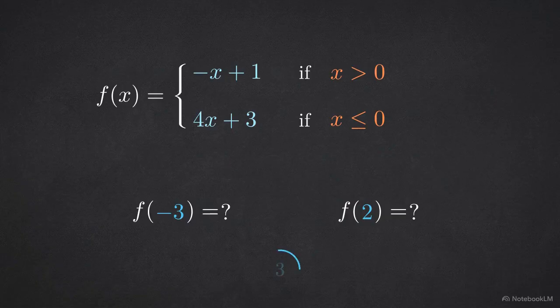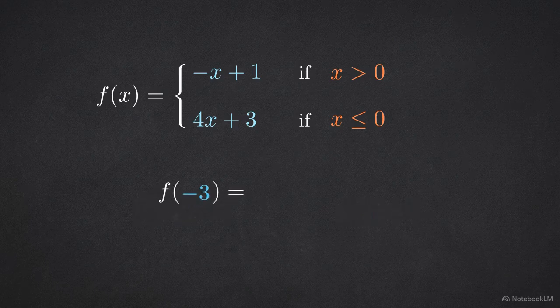Pause the video for a few seconds and evaluate f of negative 3 and f of 2. Let's check the first one. Our input is negative 3. Since negative 3 is less than 0, the top equation rejects it. It routes exclusively to the bottom equation. 4 times negative 3 plus 3 gives an output of negative 9.